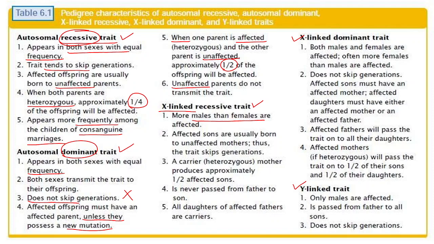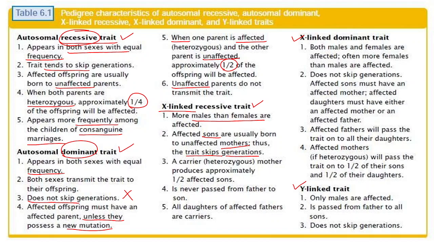Next one, affected sons are usually born to affected mothers, because mothers will transmit X chromosome to the son but not the father. The father will be giving X chromosome only to their daughters. If they give the Y chromosome, then it will become a male individual. That is why affected sons are usually born to affected mothers. Right? Hence, the trait can skip generation.